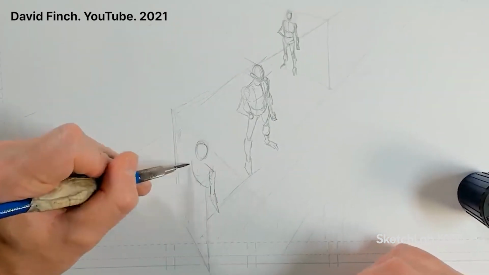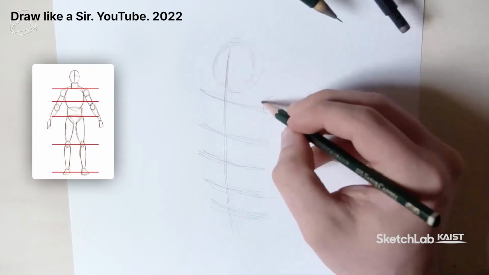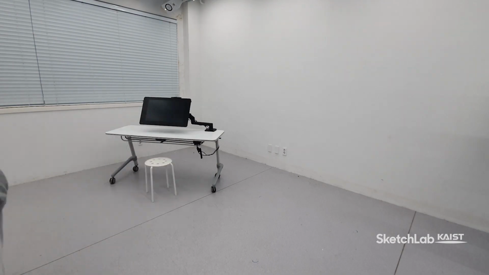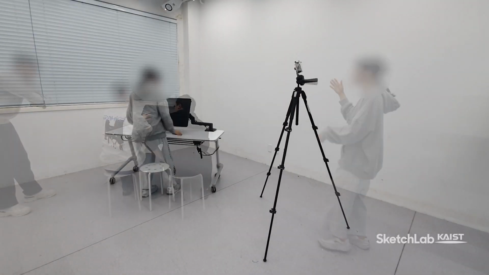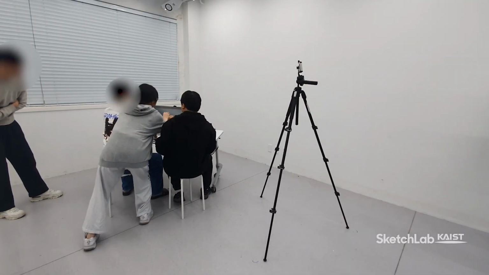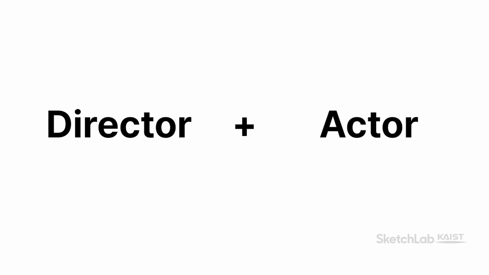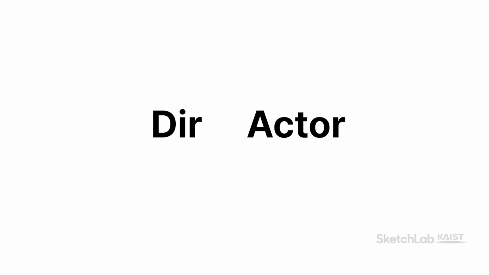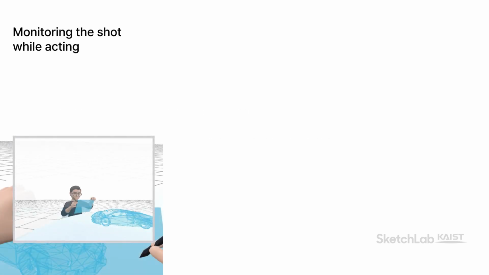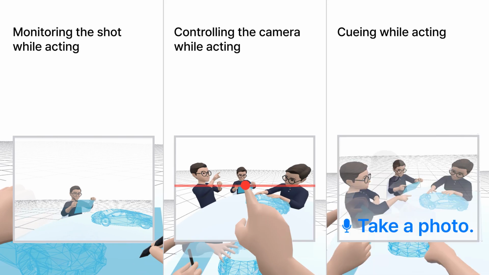Drawing requires an understanding of perspective and anatomy, which demand professional training. Photography is physically demanding, and it can be tricky to direct actors to pose exactly as wanted. To address these, DirActor helps the user create interaction illustrations by oneself through monitoring the shot, controlling the camera, and giving a cue, all while using his body to pose his avatar.